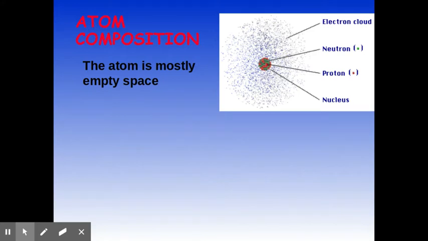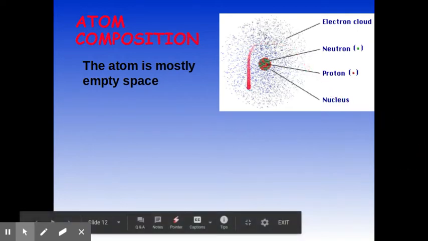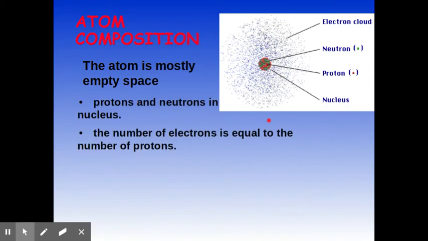Atomic composition. So we've talked about the nucleus has the protons and the neutrons inside, and then the electrons are in this cloud outside of it. Number of electrons is equal to the number of protons. So if you're taking notes, that'd be a good one to write down. In a neutral atom, the electrons are equal to protons. So if I'm using the term atom, it's going to mean it's neutral, and electrons are equal to protons.